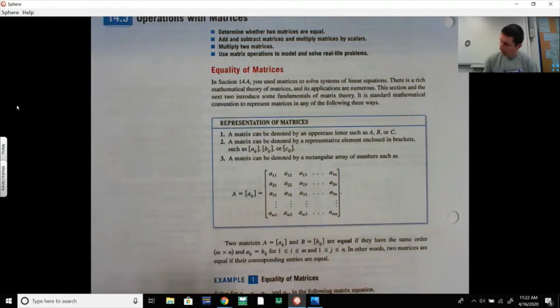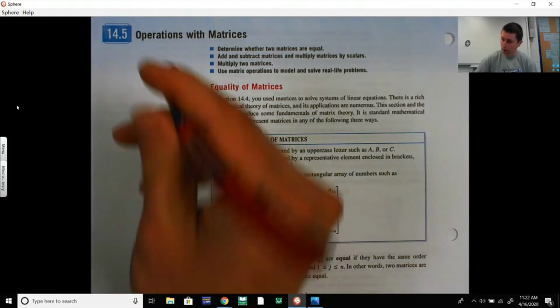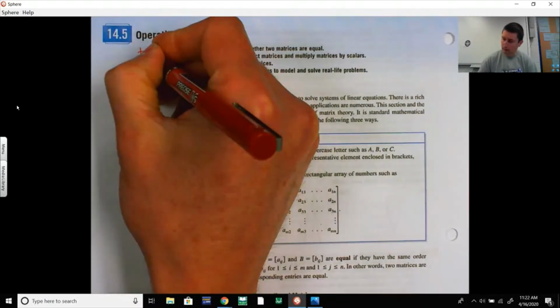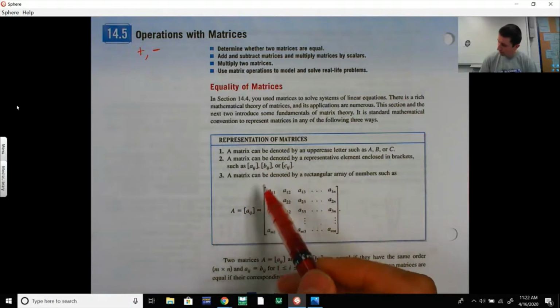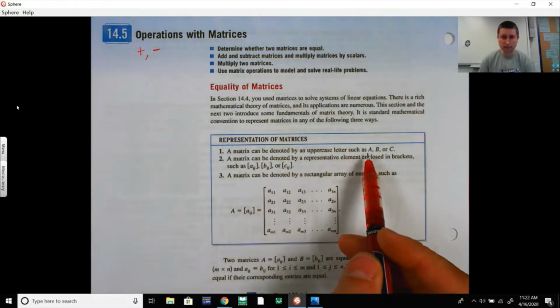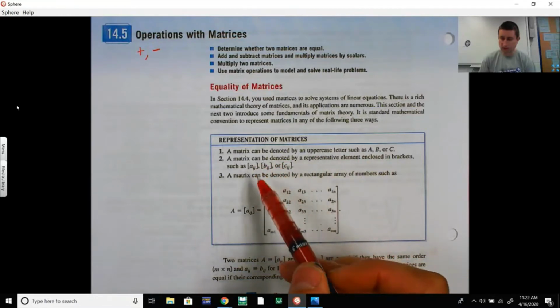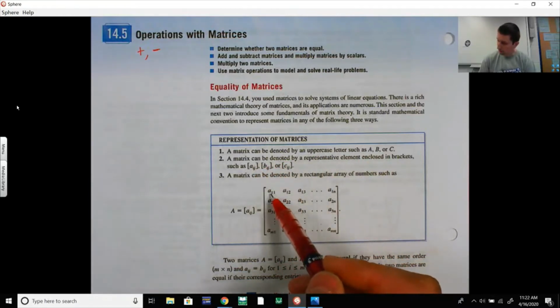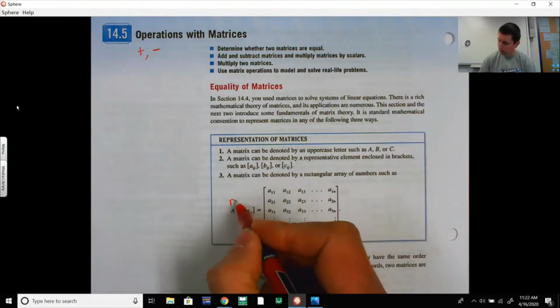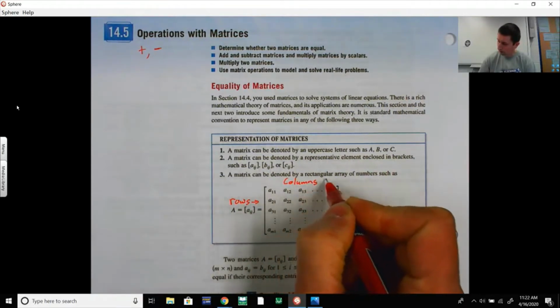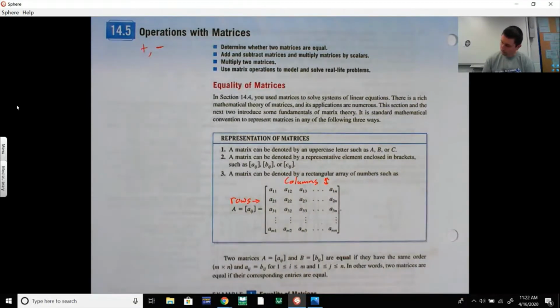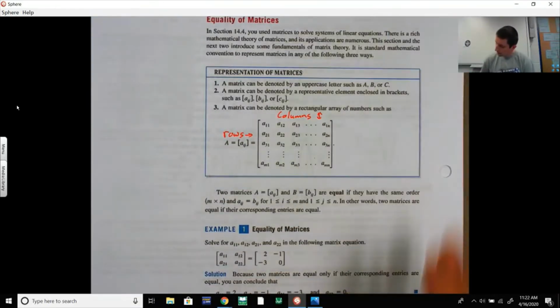So 14.5 is operations with matrices. Operations are your addition and subtraction that we're basically going to be doing here, maybe some scalar multiplication. Remember, the uppercase letters can represent matrices a lot of times. They use the enclosed brackets. 1, 1 stands for the rows and the columns. So the rows go across and the columns go up and down.